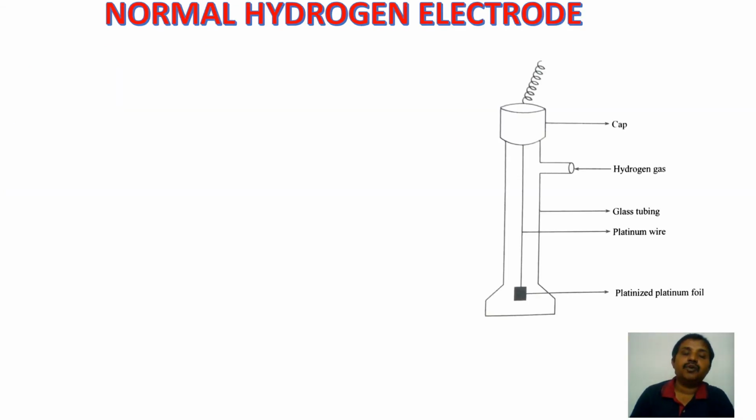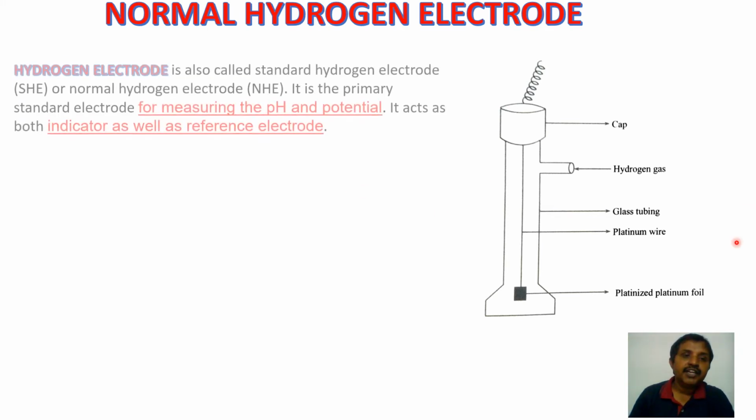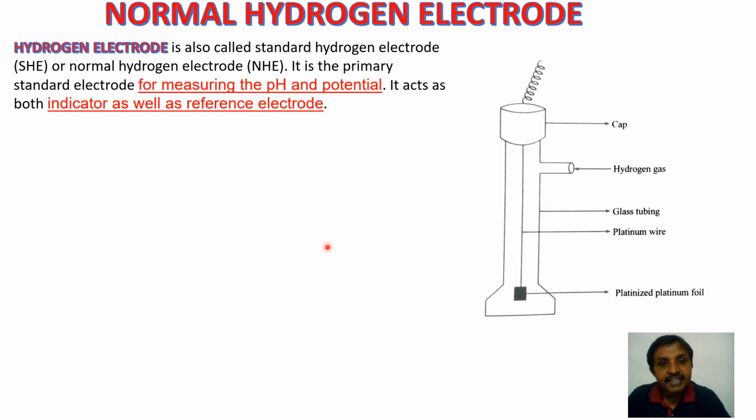Normal hydrogen electrode. The normal hydrogen electrode is also called the standard hydrogen electrode. It is a primary standard electrode for measuring the pH or potential of the solution. It acts as both an indicator electrode as well as a reference electrode.